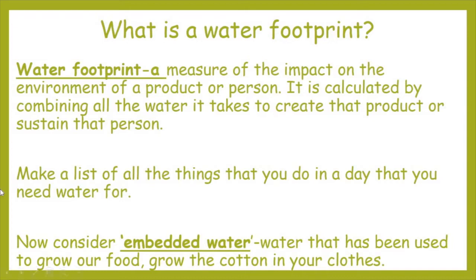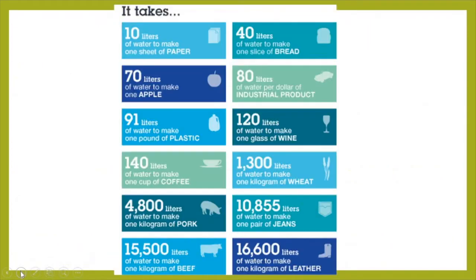Okay, so let's try and visualise a little bit more what we mean by embedded water. Have a little look at this infographic first. It tells you how many litres of water it takes to make certain things. Some of these are more obvious than others. We make paper from trees, and trees need water to grow. So per one sheet of paper, you need 10 litres of water. For bread, the wheat that has been grown to go into that bread, the water that you need to mix the flour and the yeast and all that kind of production process.